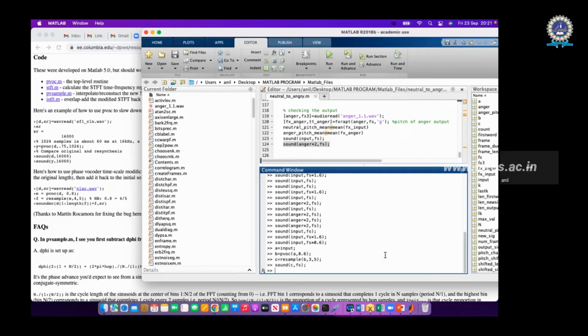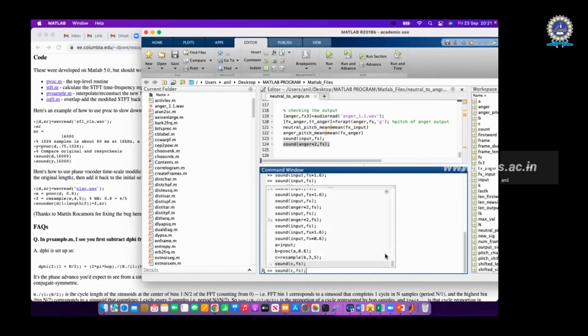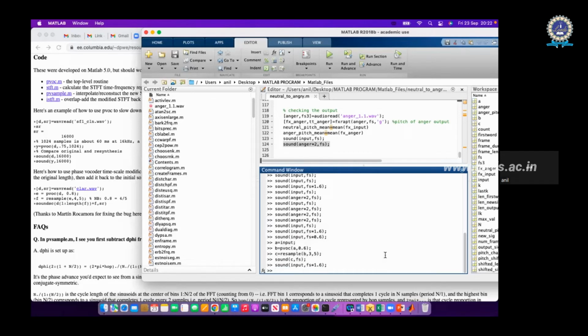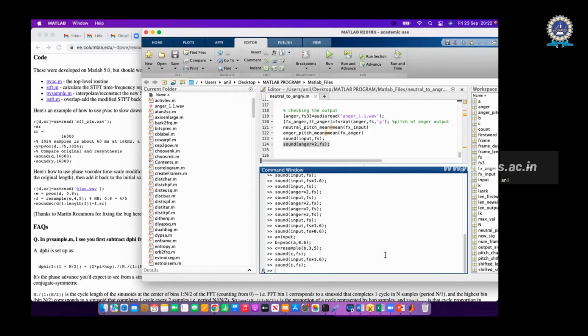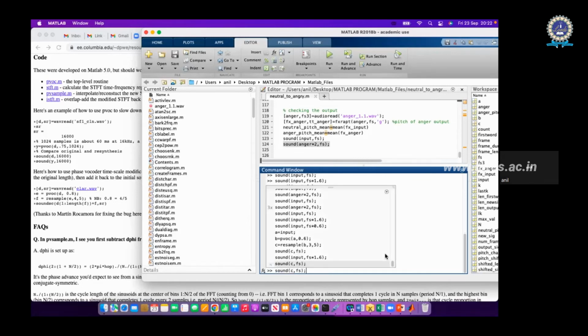You can see earlier it became a faster version, almost like a child speaking. It was not like a faster version. If you see this one, it is also the same kind of pitch, but the timing is intact.